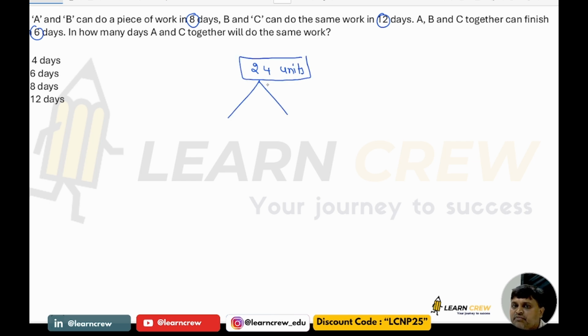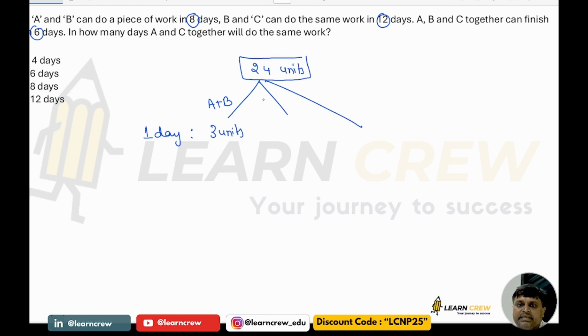So find 1 day's work. A plus B are doing how much? 8 days for 24. So in 1 day A plus B are doing 3 units.